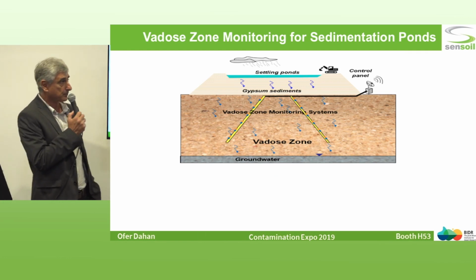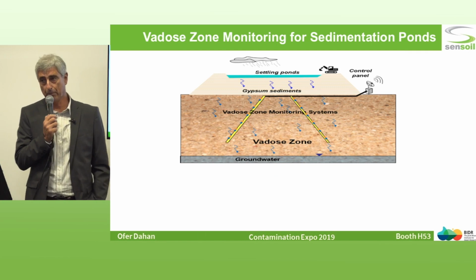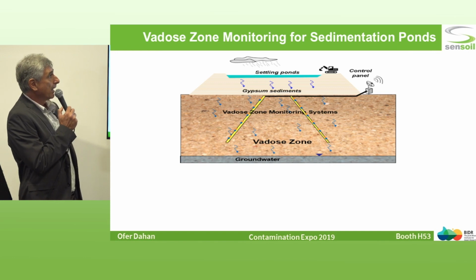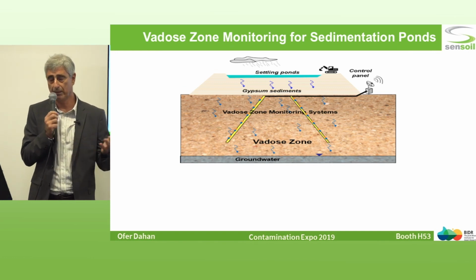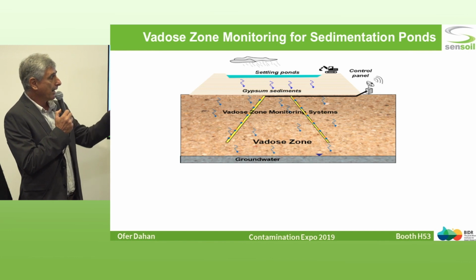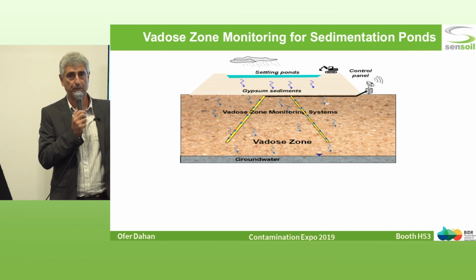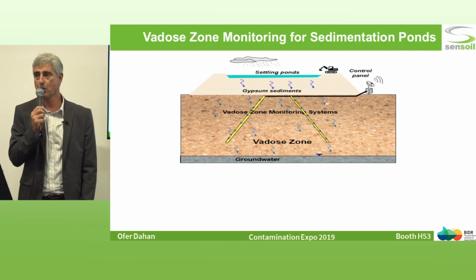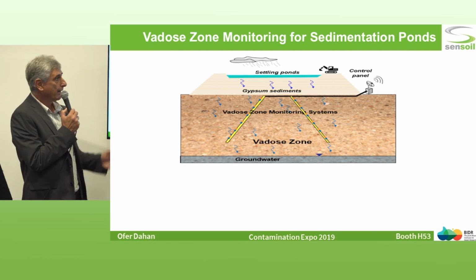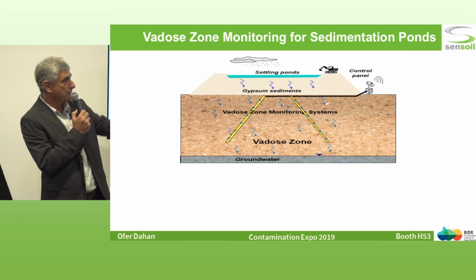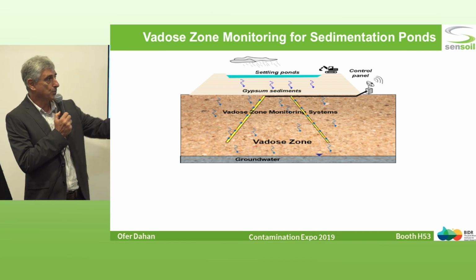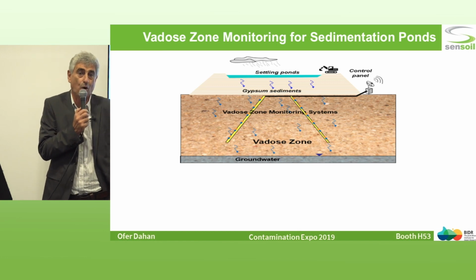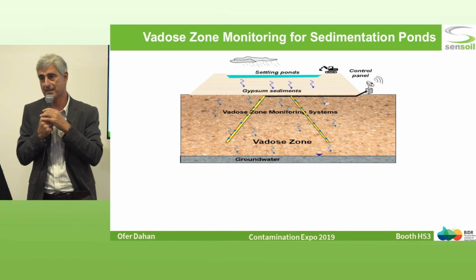Another type of application, we are going back to industry. By the way, agriculture is an industry, but we're going back to the industry. This is another typical application we've been using a couple of times to measure what's happening under a sedimentation pond. This is in potash mining. The production zone needs the surface area to sediment the gypsum. And we installed such monitoring systems under the pond, either to make sure there are no leaks, or if there are leaks, to measure the extent of it.